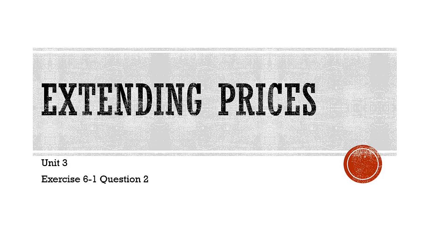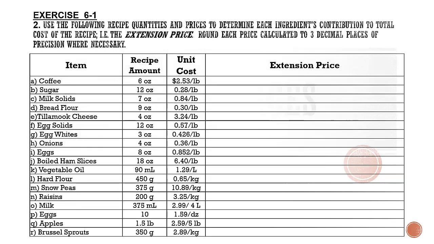6-1. This is question 2. We're going to be extending prices. So we will take whatever our AP cost was and get the unit cost for one of those ingredient amounts, and then we will extend it to the amount of each ingredient the recipe calls for. So let's take a look.